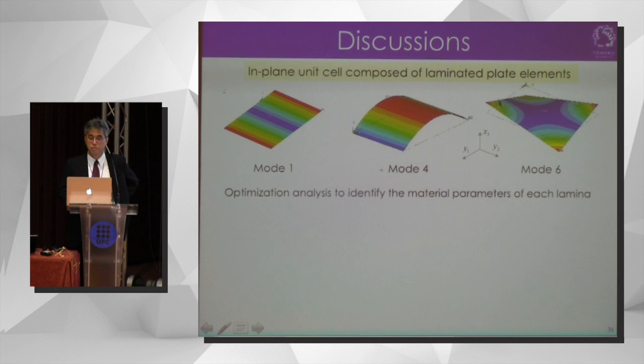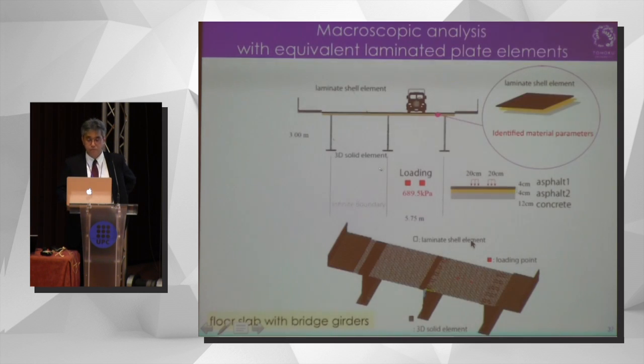Then we conduct the numerical plate test on this plate finite element, then compare the result with the result of the solid elements. Then we can conduct the optimization analysis to identify the material parameters of each lamina of this element. Then this is the identification result. As you can see, the curves are almost identical. So identification was successful in this case.